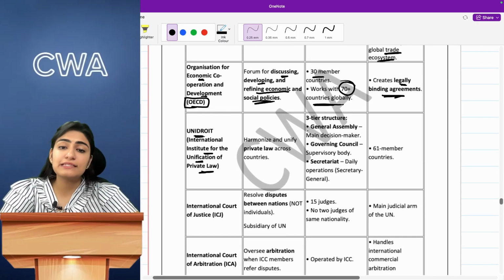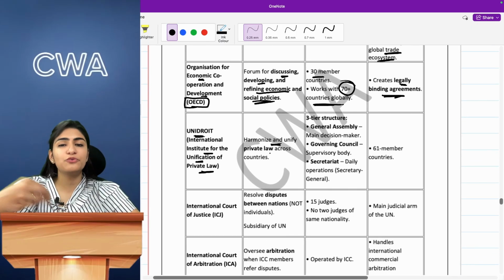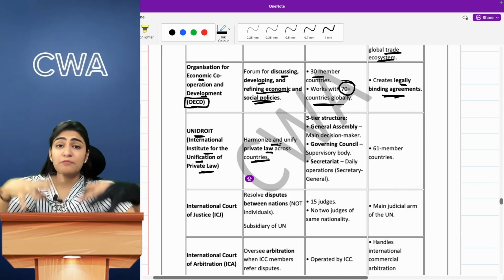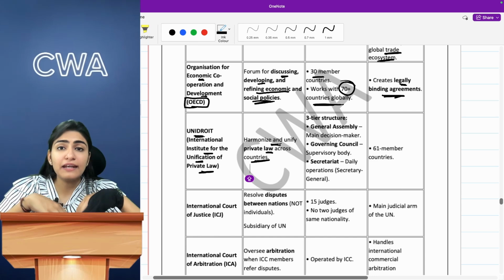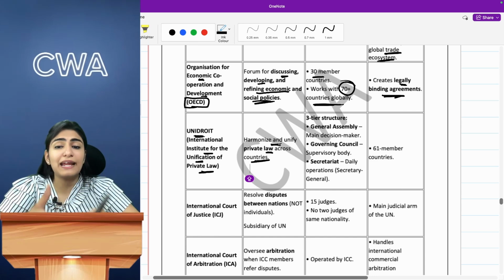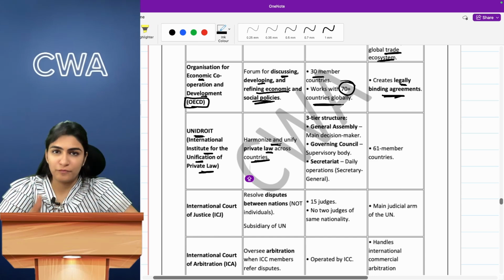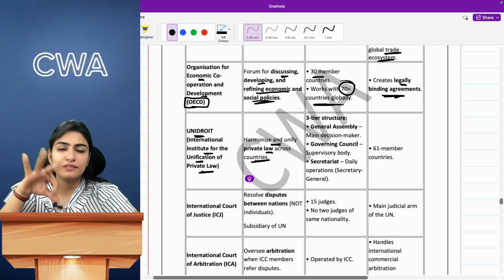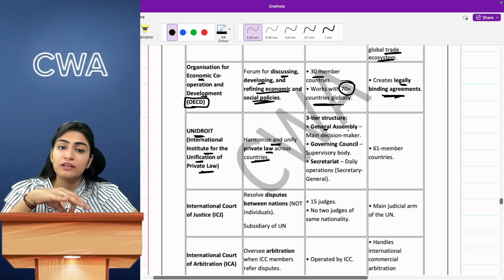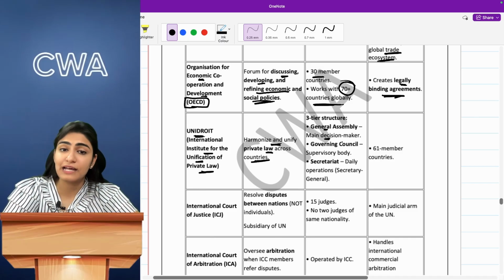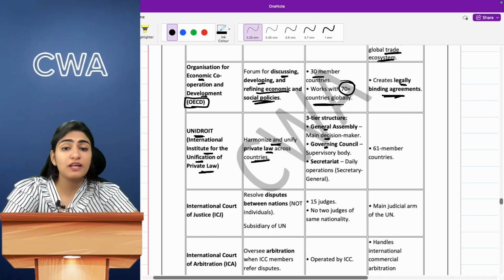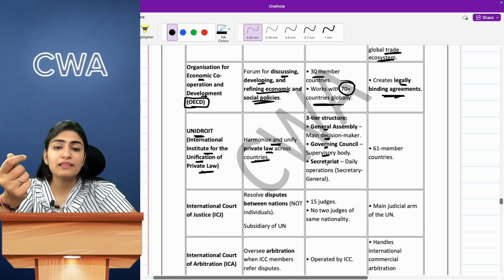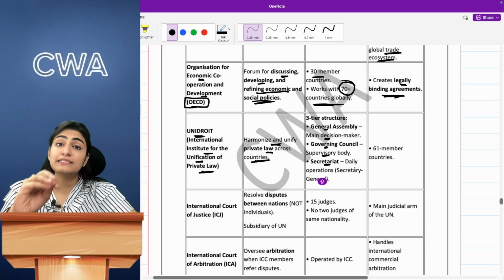So the next one is this. It harmonizes and unifies private law across countries. Whatever private law countries are making at their end, they try to make it uniform with other countries. They have a three-tier structure. The first one is the General Assembly, where main decisions are made. The second one is the Governing Council. It is a supervisory body. It supervises things. And the last one is the Secretariat.